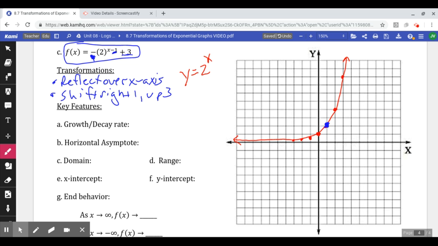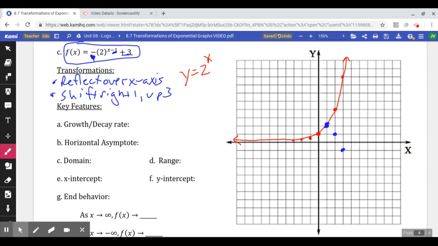If I take a look at the point 1, 2 and reflect that, it becomes 1, negative 2, and I'm once again going to shift right 1 up 3. So that point now becomes the point that I just graphed at 2, 1. 2, 4, if you reflect that, would be 2, negative 4. And we're going to move that now, or translate or shift right 1 up 3. So that point now becomes this point here.